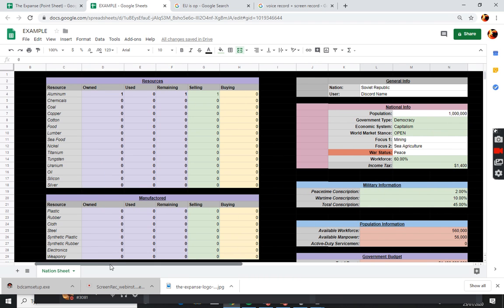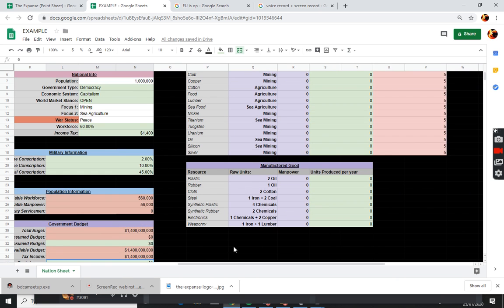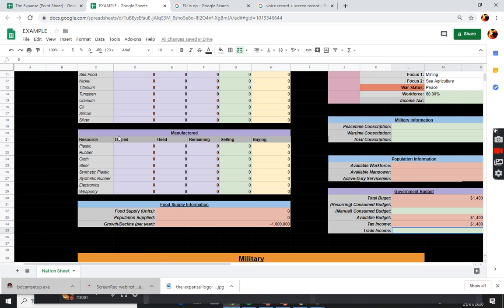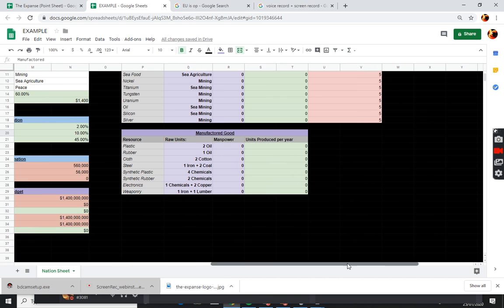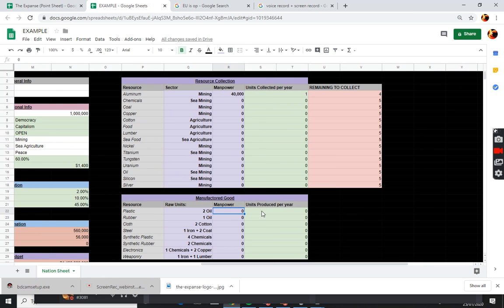Okay, moving on to resources. Basically, all these resources you need to collect in order to start producing manufactured goods, your units, and RP-wise. Manufacturing works on this basis. So let's say you have 2 oil. You convert that 2 oil into 1 plastic using manpower, and it does it per year. Every year is about, let's say, 2-3 days. We would determine it on that basis, so you get more resources and population as time goes on.